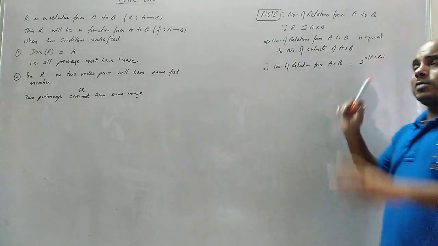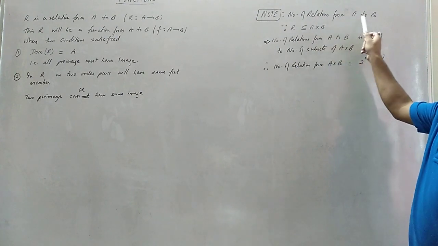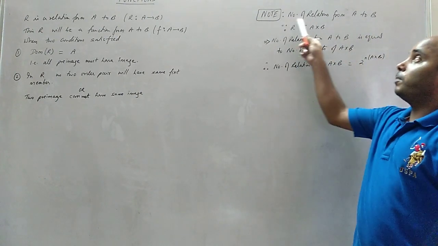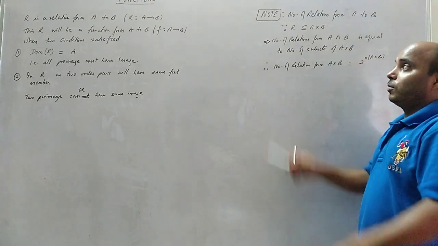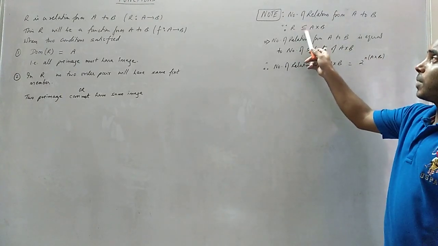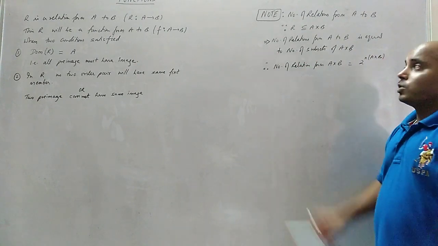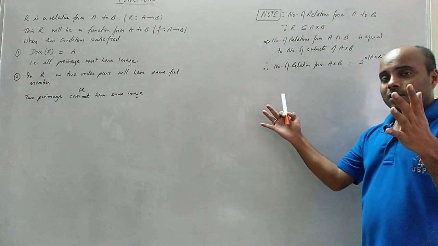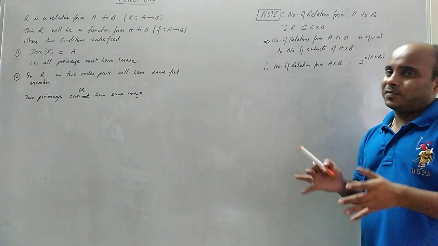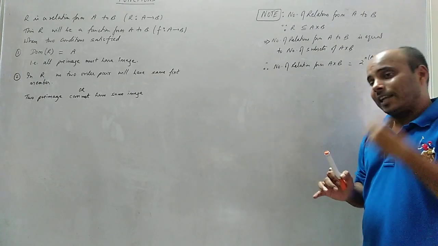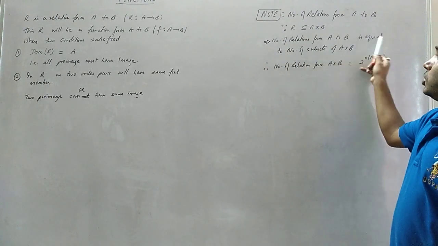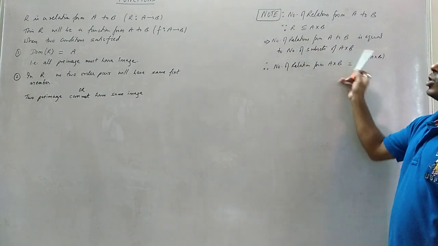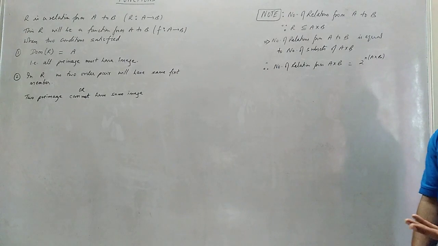This question sometimes comes: number of relations from A to B. How to calculate the number of relations from A to B? Now try to understand, there is a concept. What is a relation? A relation is a subset of A cross B. So whatever A cross B we have, the number of subsets of A cross B is the number of relations. So the number of relations from A to B is equal to the number of subsets of A cross B. जो भी A cross B में होगा ना, उसका number of subsets निकालना है.